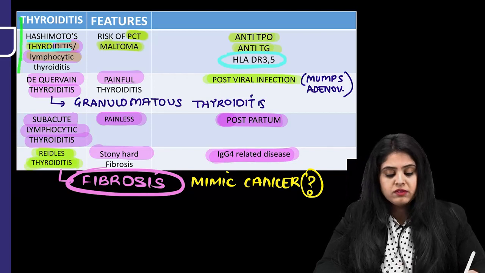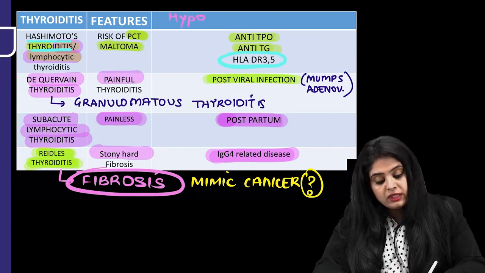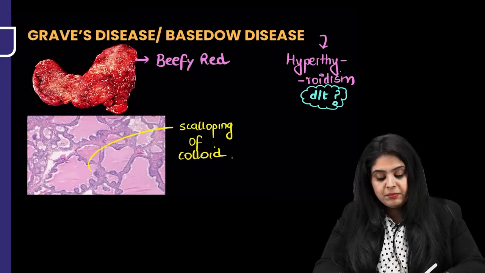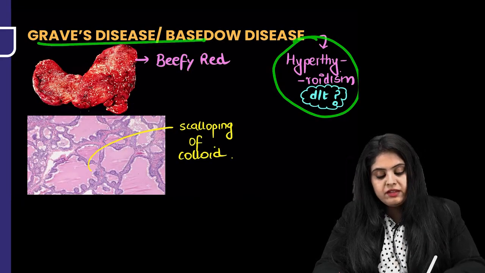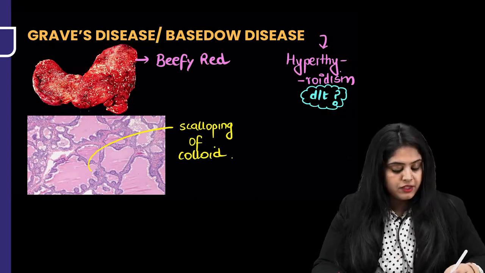And ultimately, what were they resulting in? They were all resulting in hypothyroidism. They were decreasing the activity of the thyroid gland, because now I'm going to tell you something that increases the activity of the thyroid gland, hyperthyroidism, and that is going to be Graves' disease. Graves' disease, known as Basedow disease. It increases the activity of the thyroid gland.